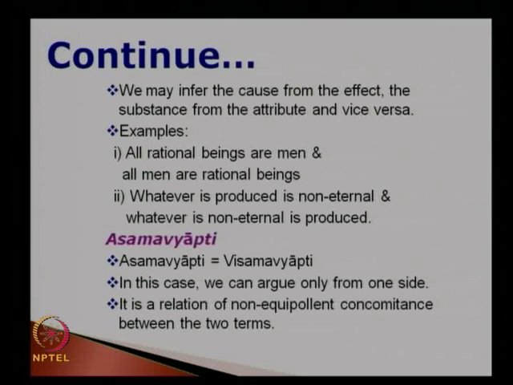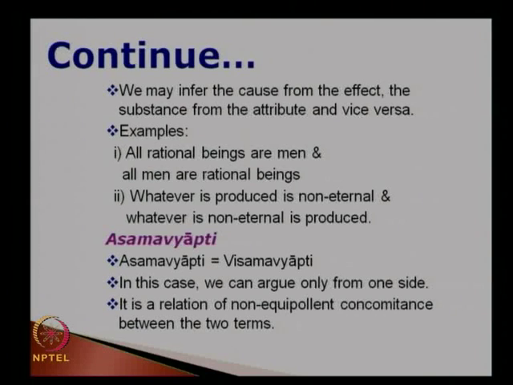And now we will be seeing what is asamavyapti. As I said, asamavyapti means only one side we can infer it, not in reverse way. Also, the example I have given: if I say that all men are mortal, I cannot say that all mortals are men, because there are many animals, reptiles, insects that also have mortality. Therefore, only from one side we can have an inference, not from the other side.